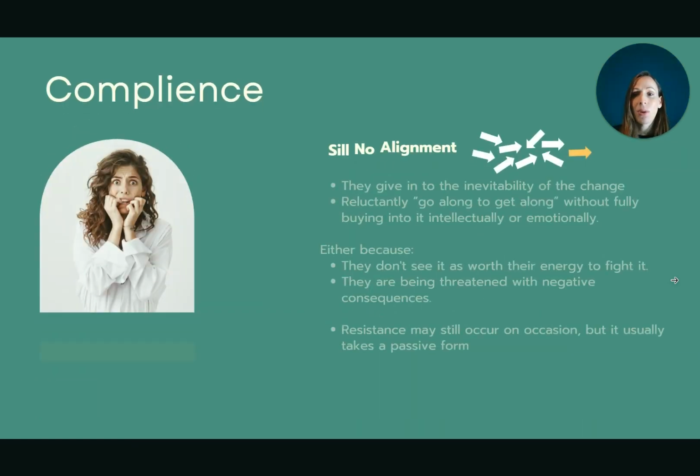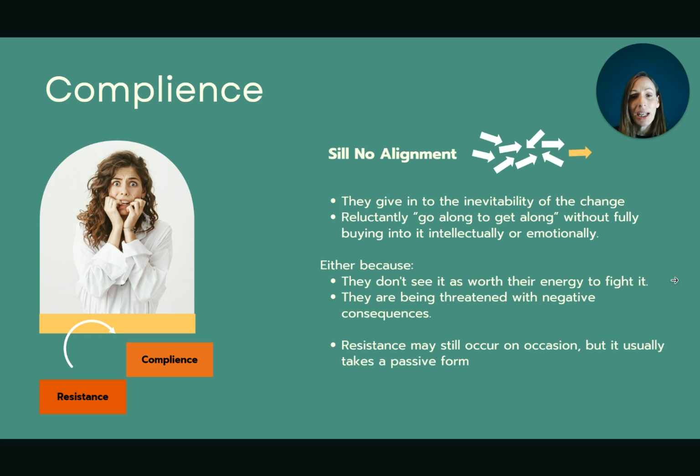So the next step is actually compliance. Now, you would think that that would be a good place to be, or let's say the first level of where you want your stakeholders to be, but actually this is not an effective way to drive change. They're still not aligned. They're actually just seeing the change as inevitable, and they're just going ahead with following the crowd. And this can be because of 2 reasons.